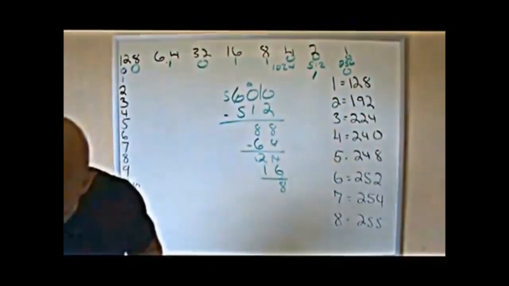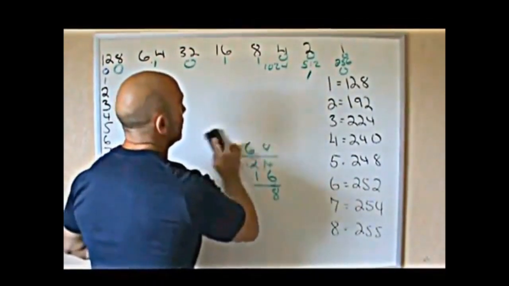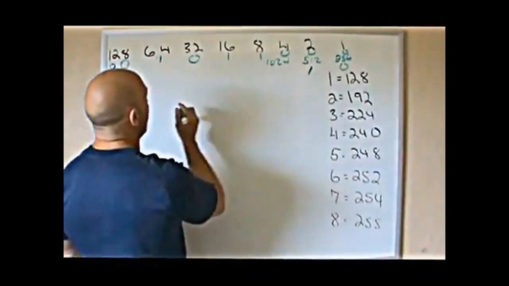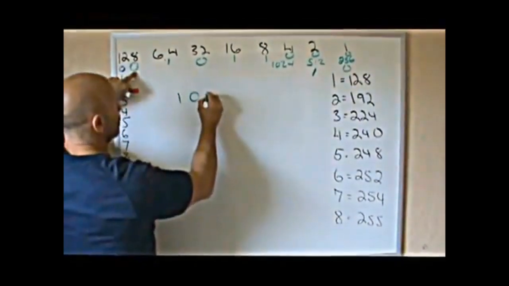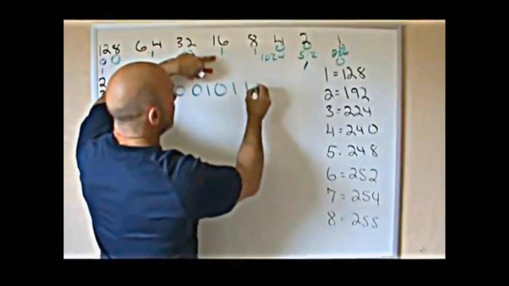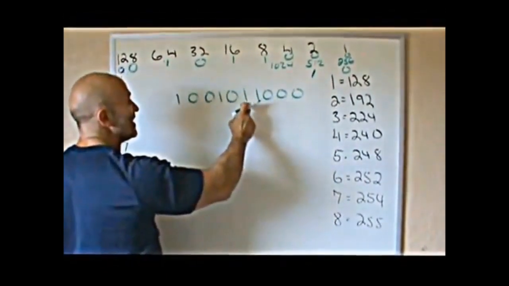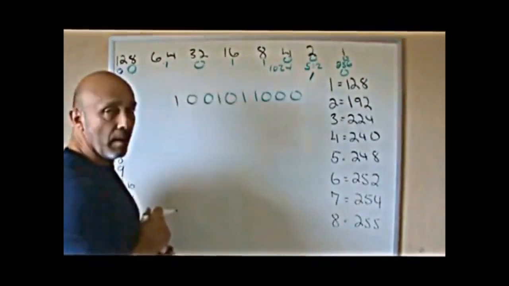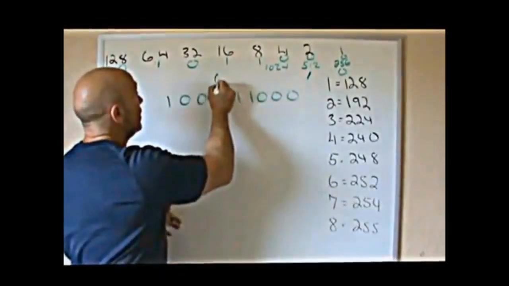Let me erase that because I've got a little board, soon to get a bigger board. Now I know the bit values starting from 512: 1, 0, 0, 1, 0, 1, 1, 0, 0, 0. And you can see there's 1, 2, 4, 8, 16, 32, 64, 128, 256, 512. Now we have to separate. This is your binary.